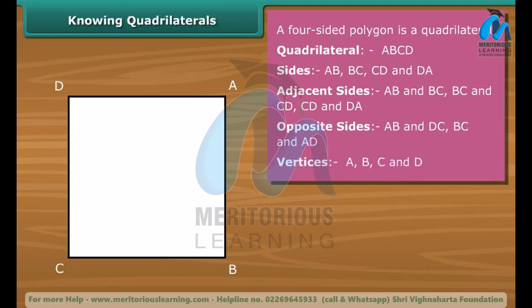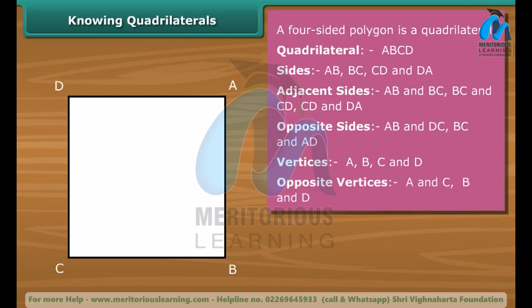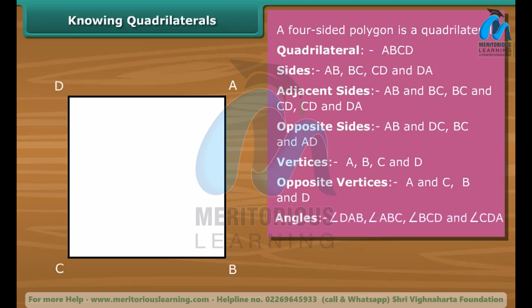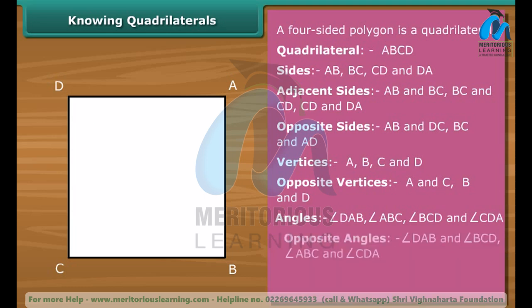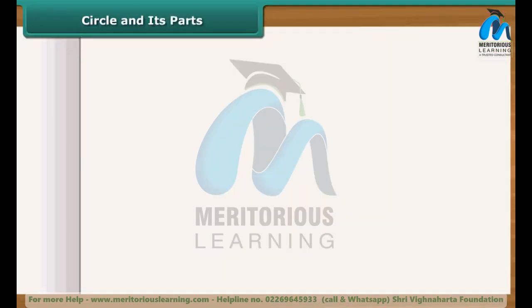The 4 vertices of quadrilateral ABCD are A, B, C, and D. Among them, A and C, B and D are opposite vertices. The four angles of the quadrilateral are angle DAB, angle ABC, angle BCD, and angle CDA. Let us study one more shape.